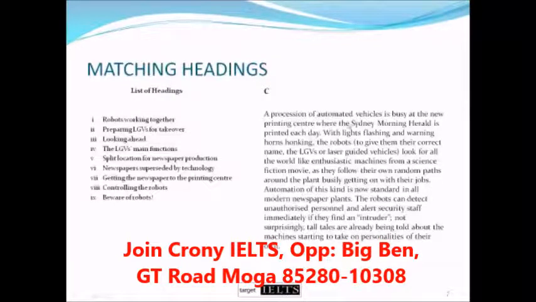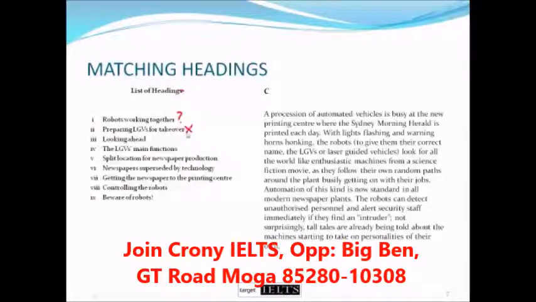Talks about a procession of automated vehicles. They are busy at the Sydney Morning Herald Sun. Lights are flashing, warning horns honking. Robots look for all the world like enthusiastic machines. They follow their own random paths, busily going about their jobs. The robots working together: it does talk about robots, but it does not talk about working together. I'll just draw a question mark next to it.